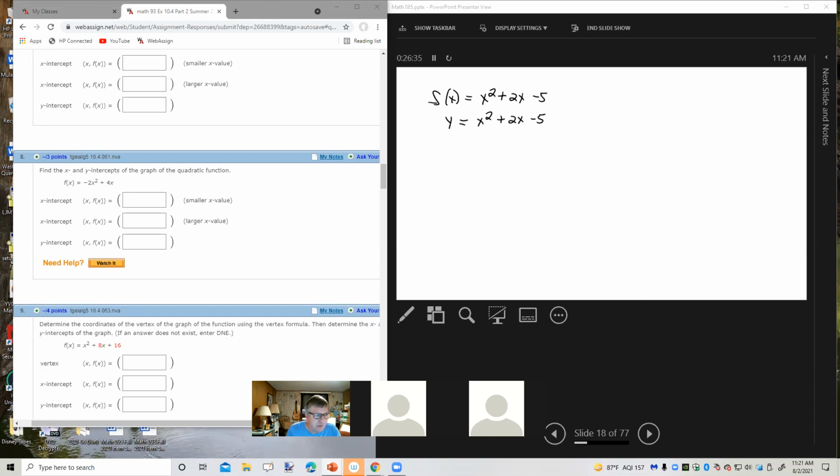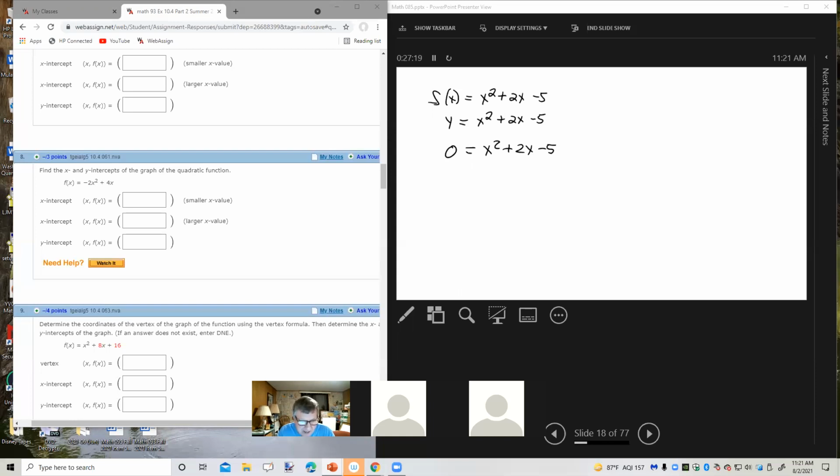So to find x-intercepts, I'm going to set y equal to 0. Okay, so if y is 0, I have this. Well, if you look at that, isn't that the form that we use the quadratic formula on? ax squared plus bx plus c equals 0. In fact, when we were using the quadratic formula earlier in this chapter, what we were actually finding was the x-intercepts of the graph of that particular function.